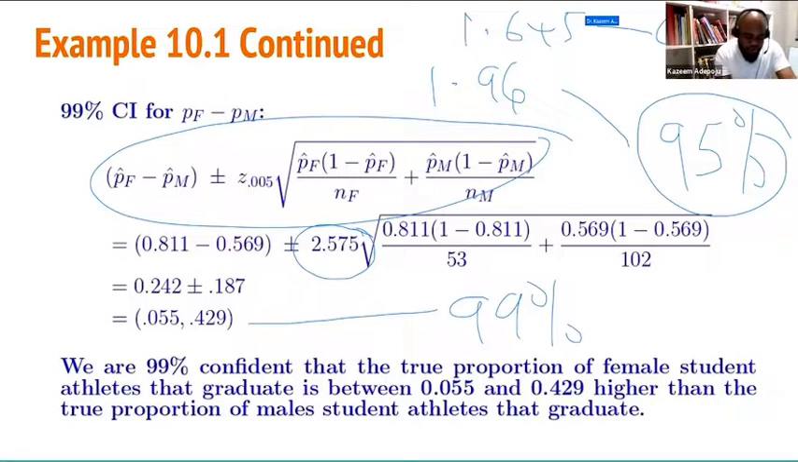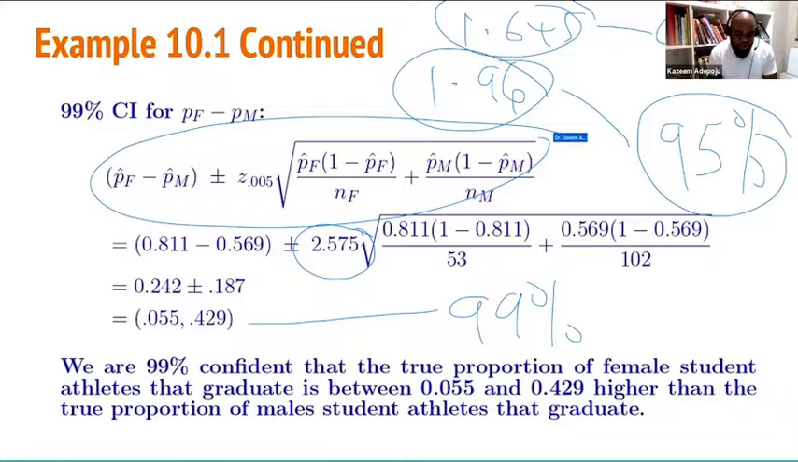Now, what I notice is this. When the level of confidence increases, maybe from 90 to 95 to 99, then the range will be wider. You're actually going to have a wider range. Okay, you can try that.